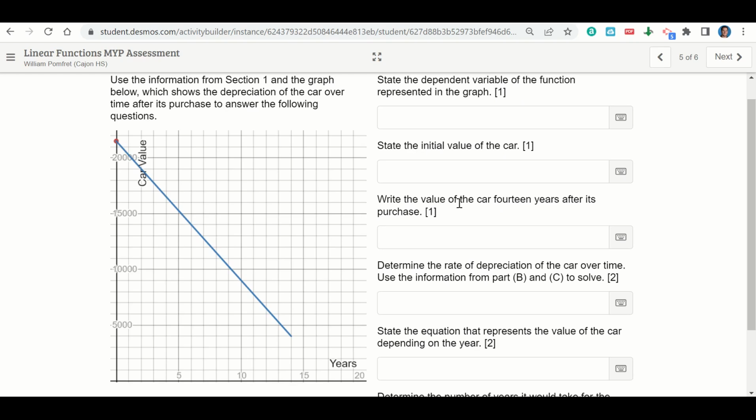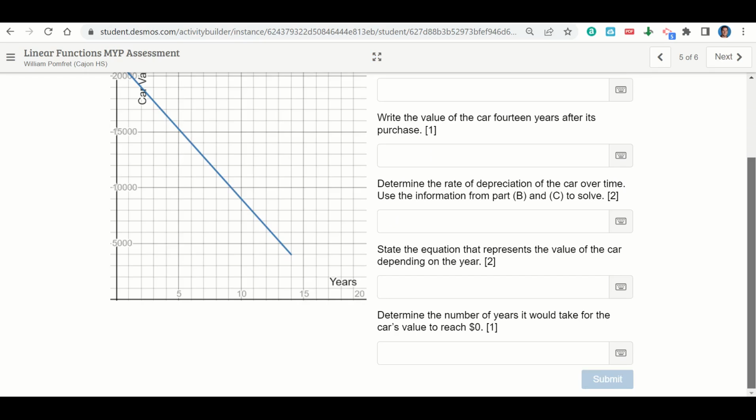Write the value of the car after 14 years. Determine the rate of depreciation. So how fast is the value dropping? State the equation that represents the value of the car depending on the year, and determine the number of years it would take for the car's value to reach zero. So when would it reach zero?